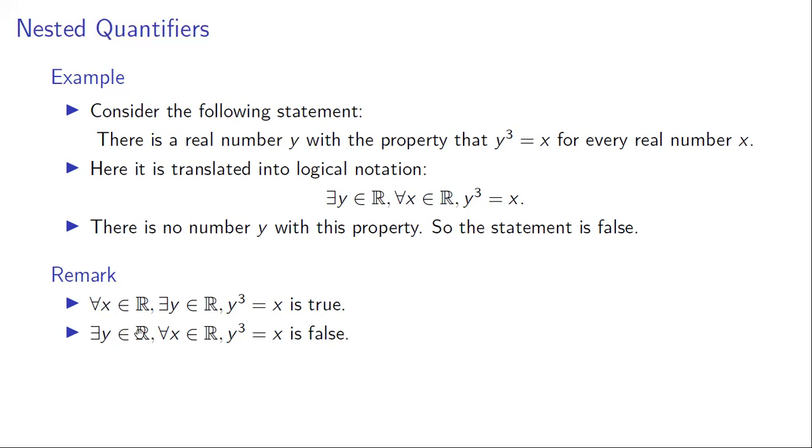Notice these two statements are identical except that the order of the quantifiers has been switched around. Here we have the for all x in R first, and then there exists a y in R. But in the second one, we have the exists at the beginning and the for all x in R afterwards. The moral of the story is order matters. Okay, let's do a few more examples, but before we do, let's talk more about how we interpret nested quantifiers.